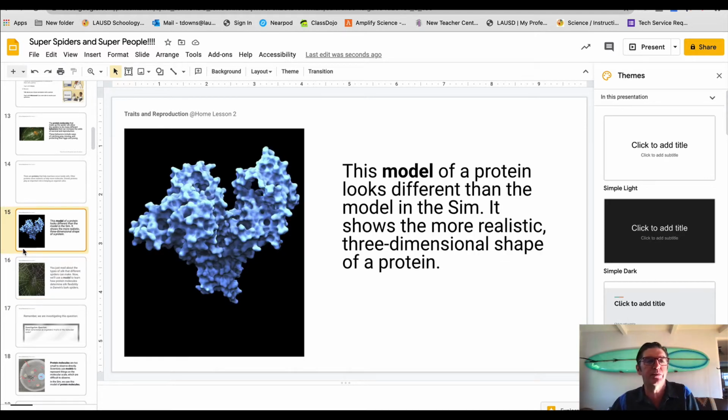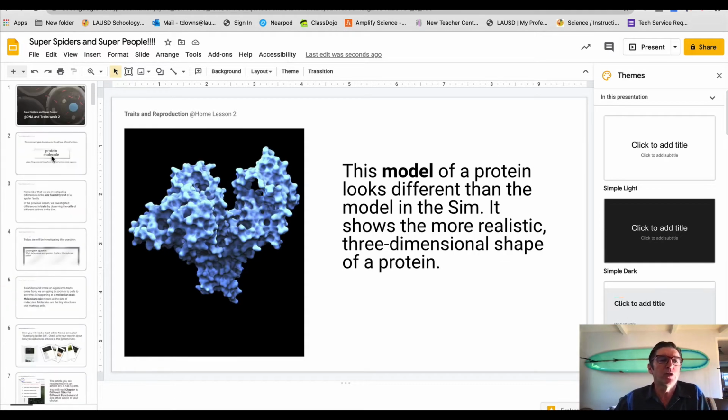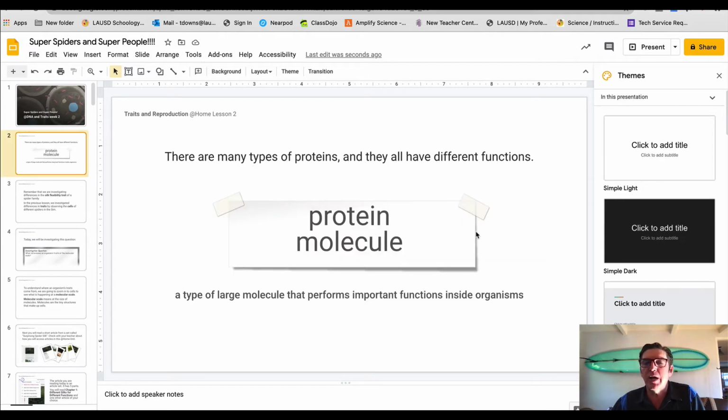We're on slide 15. So when you move these to the top, it's up to you how much you want to work on them. It definitely helps if you have extra time. Find a picture, write your own, maybe write your own word on it. You could reorganize the slide, just like we do in history, because it's building our vocabulary. So protein molecule: a type of large molecule that performs important functions inside organisms. And remember, we talked about functions and structures, and we will review that in a minute.